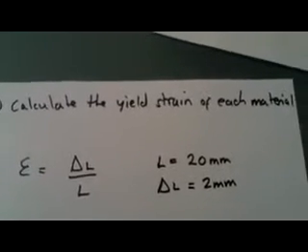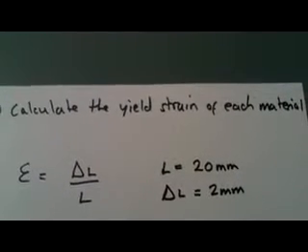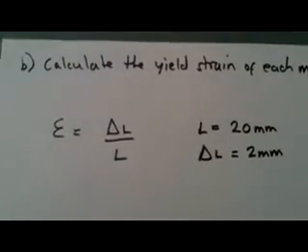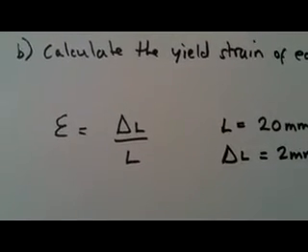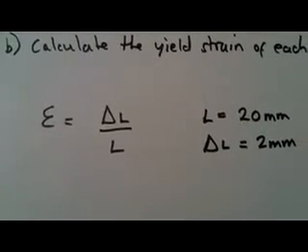Okay, so part B says calculate the yield strain of each material. Strain is a dimensionless value, and it's worked out from this formula here. This symbol, called epsilon, is equal to the change in length of the specimen divided by the original length of the specimen.